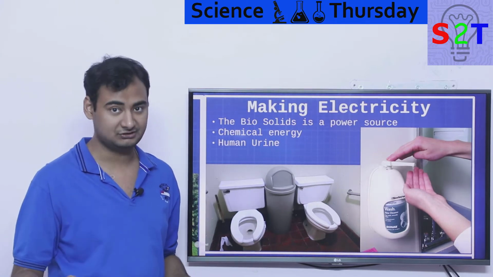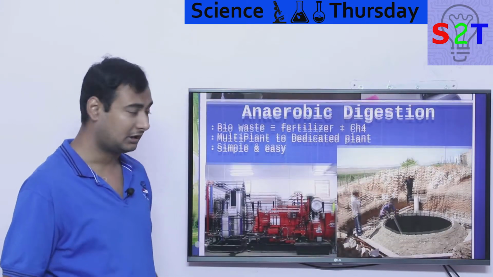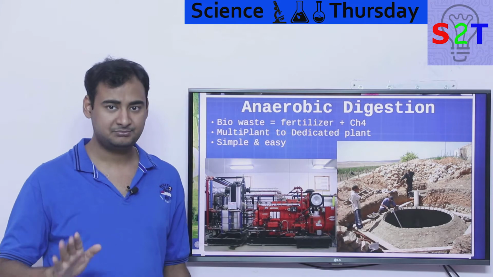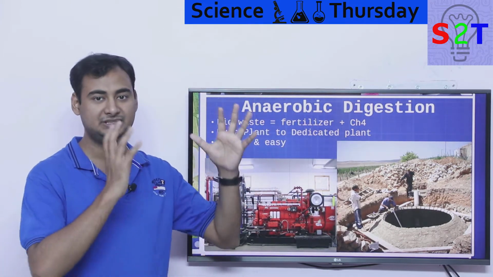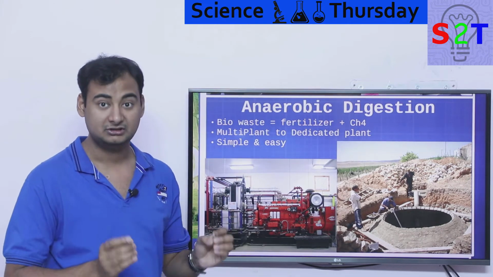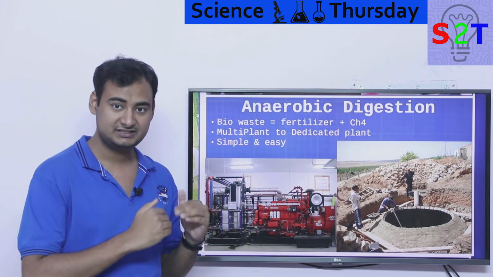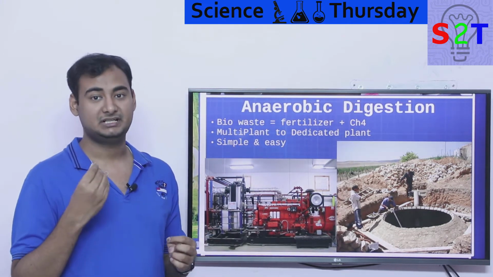So these are the sources of energy. So how do we tap it? Now, the simplest, easiest way to tap it is anaerobic digestion. What does that mean? Simply, you let the biomaterial rot without oxygen. Once it rots without oxygen, it will create methane.